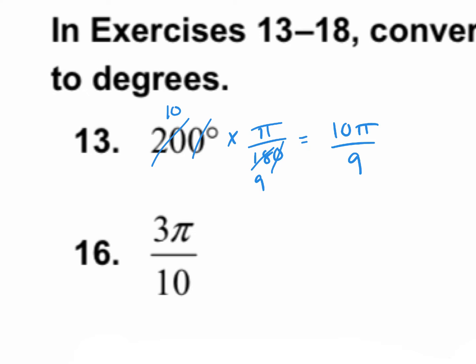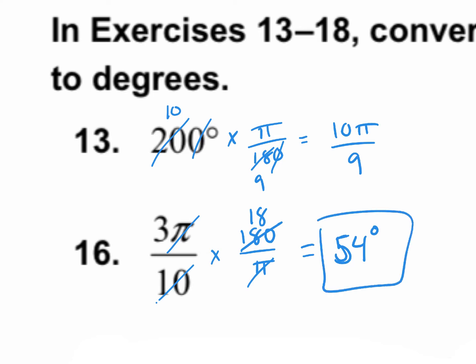And let's do 16. How do we change radians to degrees? Multiply by 180 over pi. So the pi's cancel. We can divide 180 by 10. We get 18. And 3 times 18 is what? 54. And remember, whenever you're talking about degrees, make sure you put that little degree symbol there if you need it.